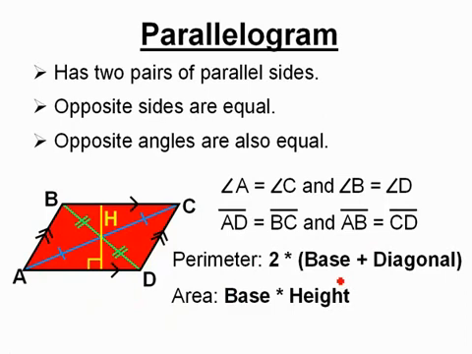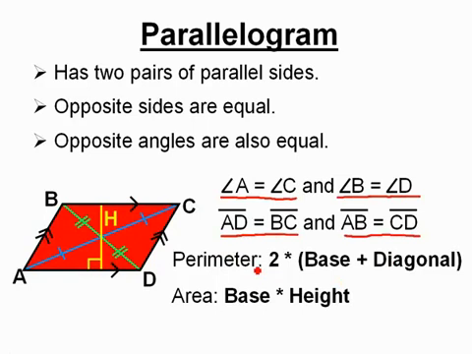Parallelogram. A parallelogram has 2 pairs of parallel sides. So as you can see here, these little arrows represent parallel sides. Opposite angles are also equal. So angle A equals angle C, and angle B equals angle D. It turns out that opposite sides are also equal, as I said. So the side AD equals the side BC, and the side AB equals the side CD, meaning the lengths of the sides.